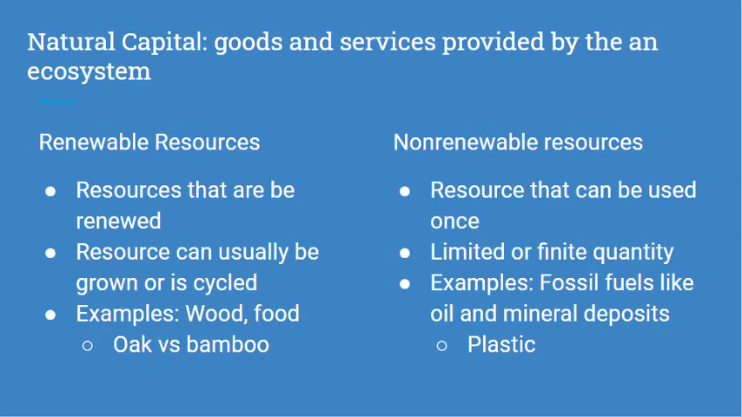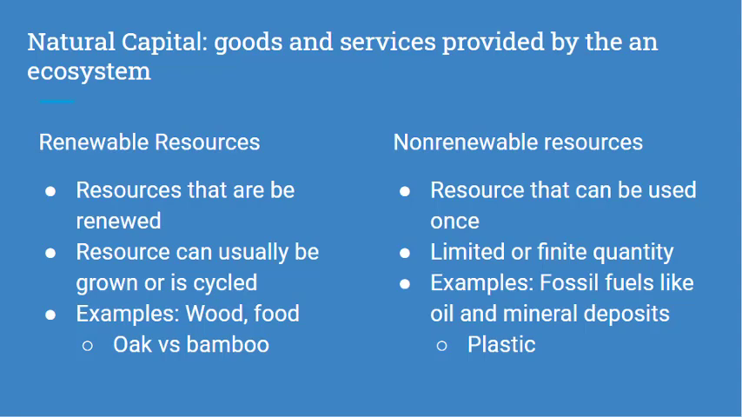So we defined what natural capital was in the last lecture, but just to review, it's goods and services provided by an ecosystem. Whenever we look at the goods that we can derive out of an ecosystem, or the natural services or ecosystem services that exist within it, that is how we can put value, or a dollar sign, on that ecosystem.